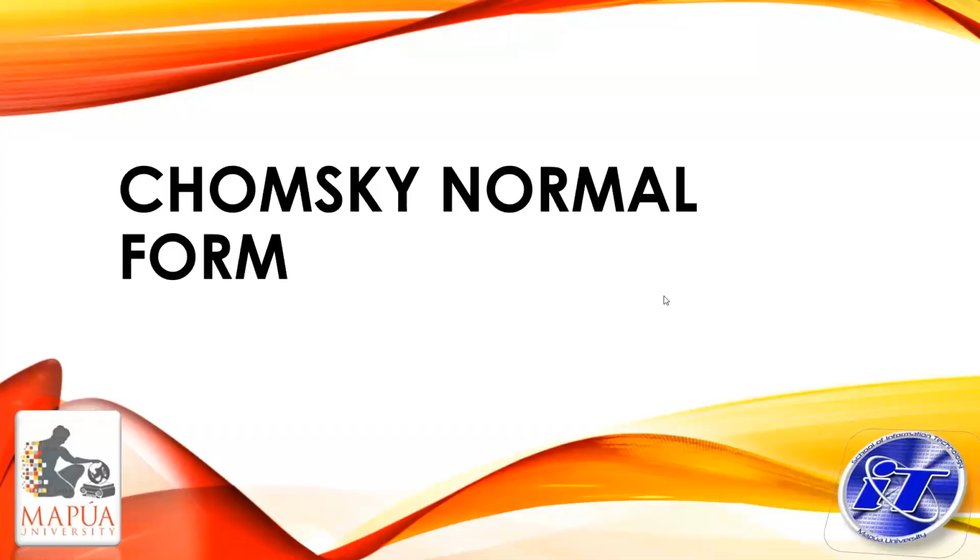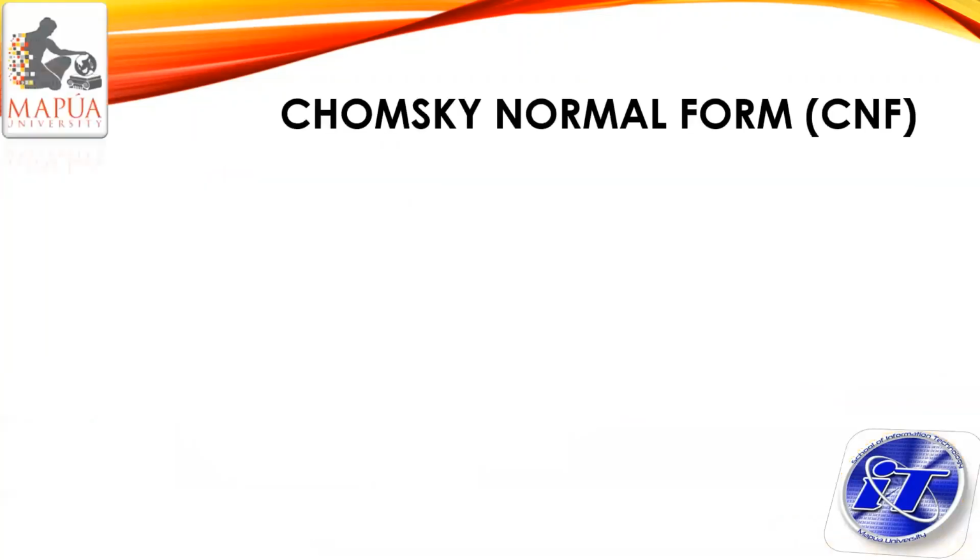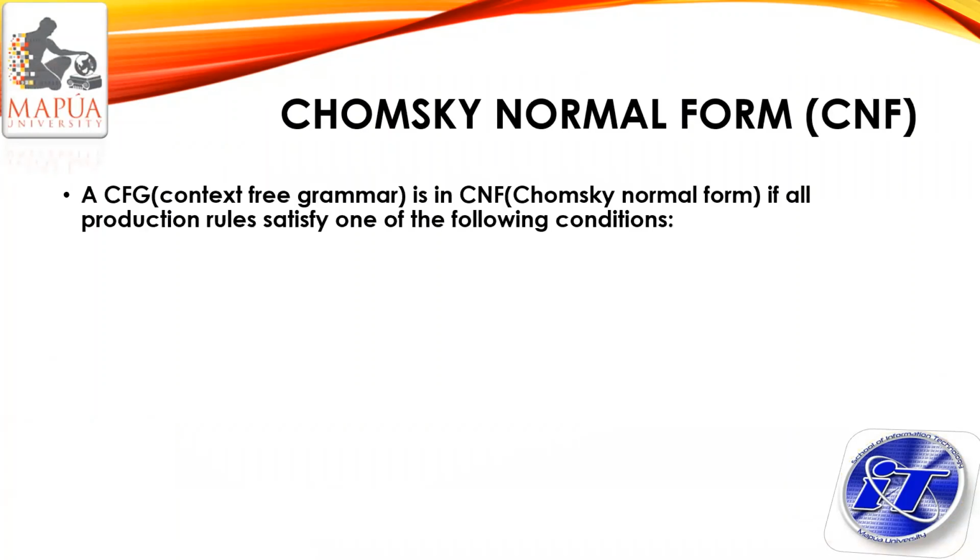In this video lecture, we're going to discuss Chomsky normal form. So what is Chomsky normal form, or CNF? It should have the following format. It only has three formats. The first format is a start symbol that generates null. For example, if our start symbol is A, it yields to null.